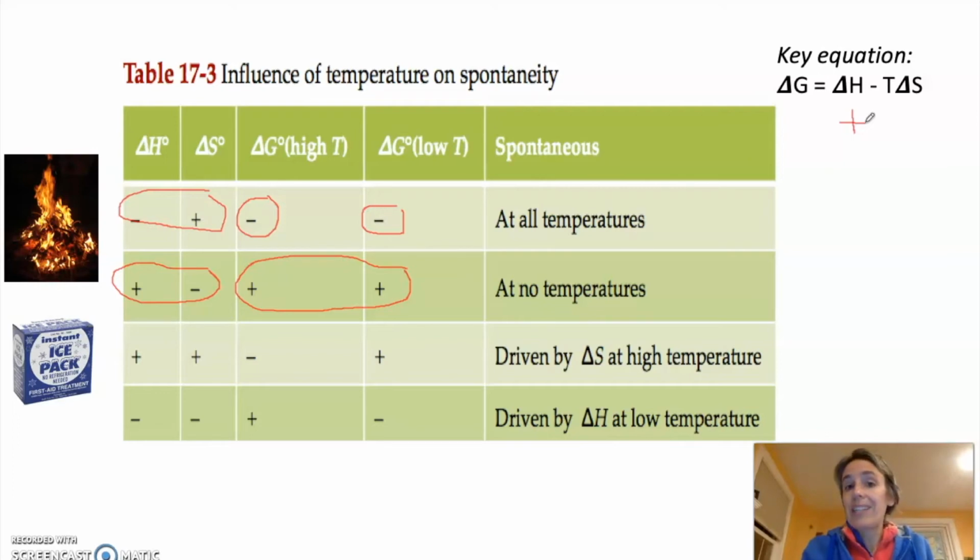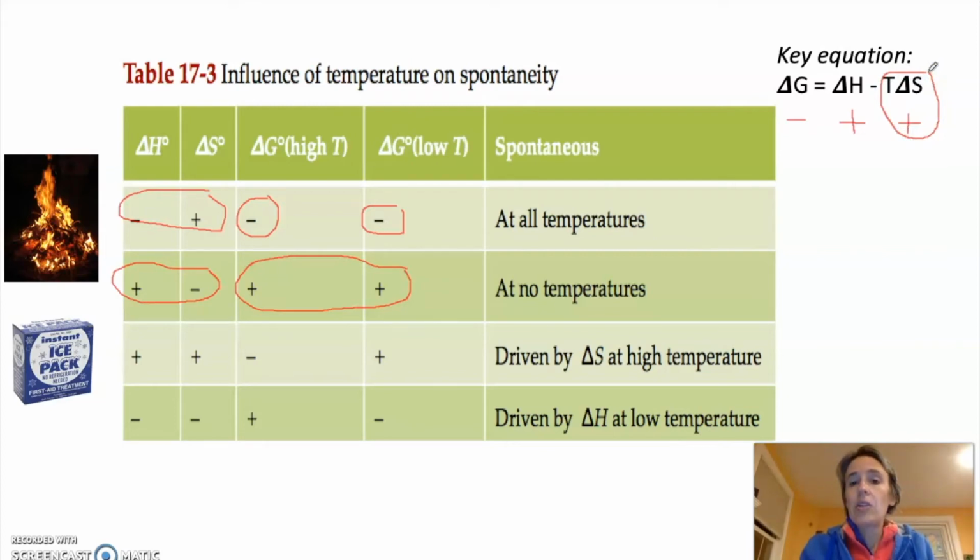Yet we know that's spontaneous because it gets cold right away. So if that's spontaneous, we know that delta G has to be negative. And the only way this works out mathematically is if our delta S is big enough such that we're subtracting this term here and that overall value ends up being less than 0.